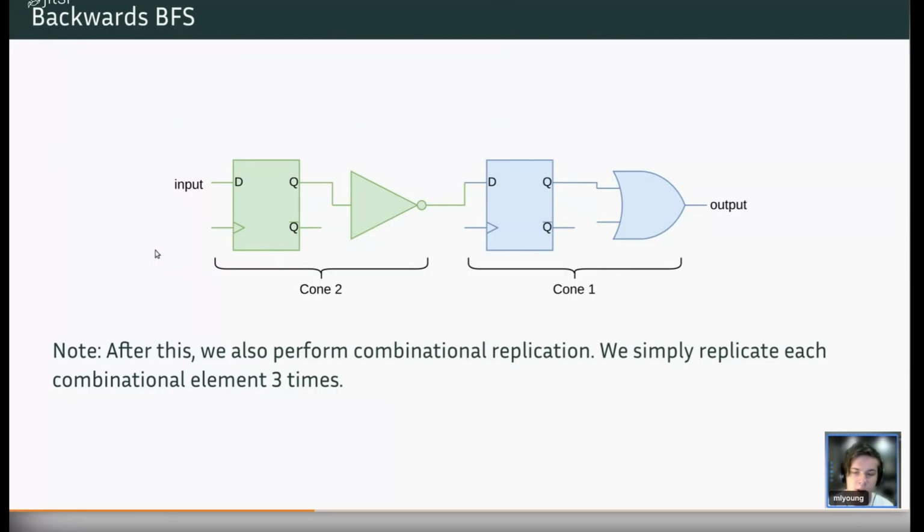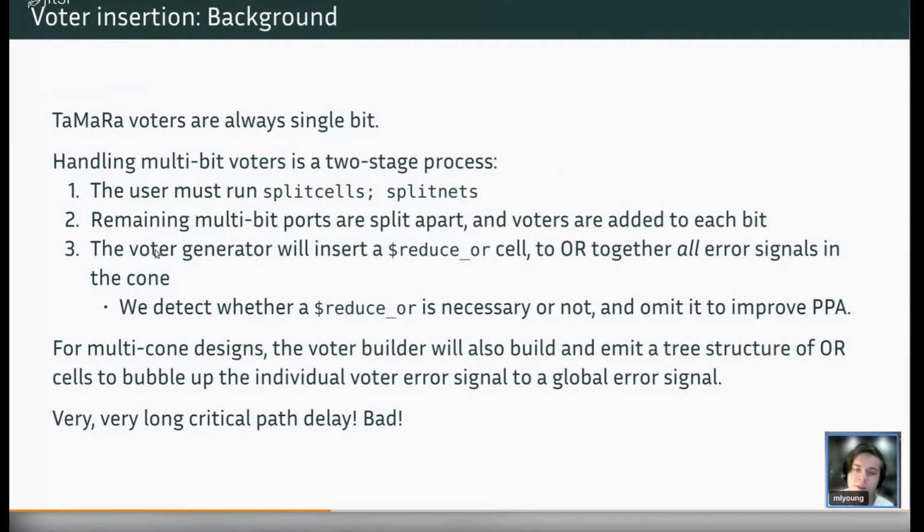After this as well, we also do the combinational replication, and this ends up being pretty straightforward once you've figured out all of the cones in your circuit. You can basically more or less just copy and paste them 3 times. But where it starts to become difficult is splicing the circuit to insert voters. I designed Tamara voters to always be single bit, but of course that's not true. Any complicated circuit is going to have multi-bit buses in it.